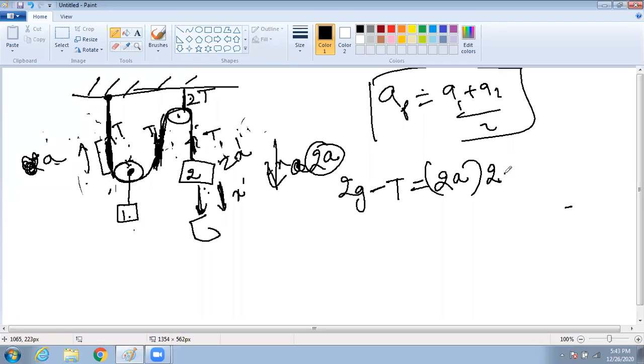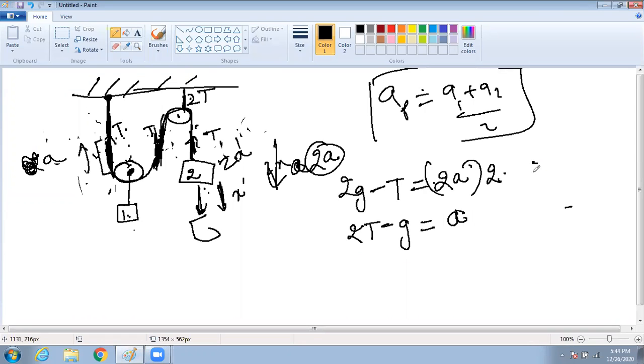So 2 mass is 2 into acceleration. Here for this one, what is the equation? This is moving upward. So upward means T plus T is 2T. So 2T minus this is 1. So g is equal to how much? This is moving upward. How much? So a. Correct? Clear? Yes, sir.